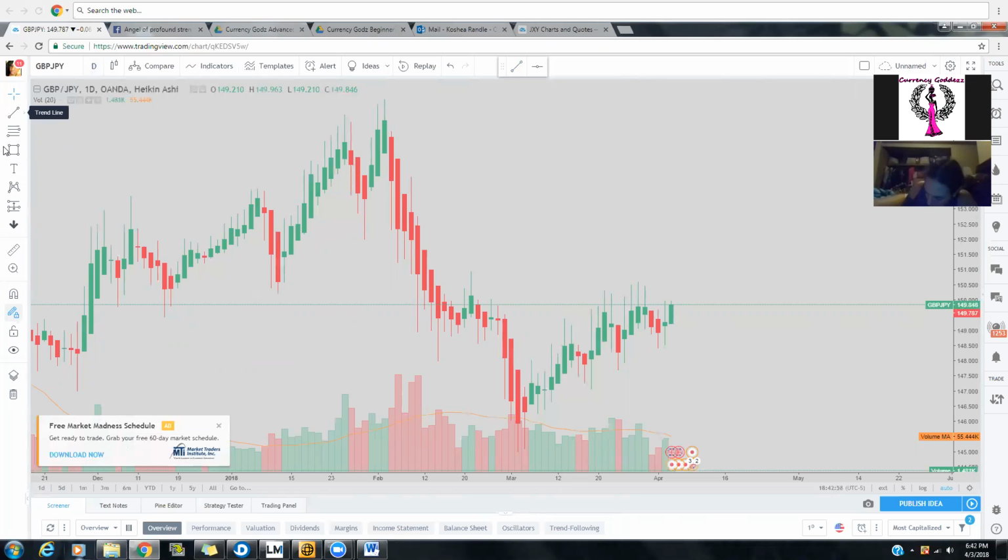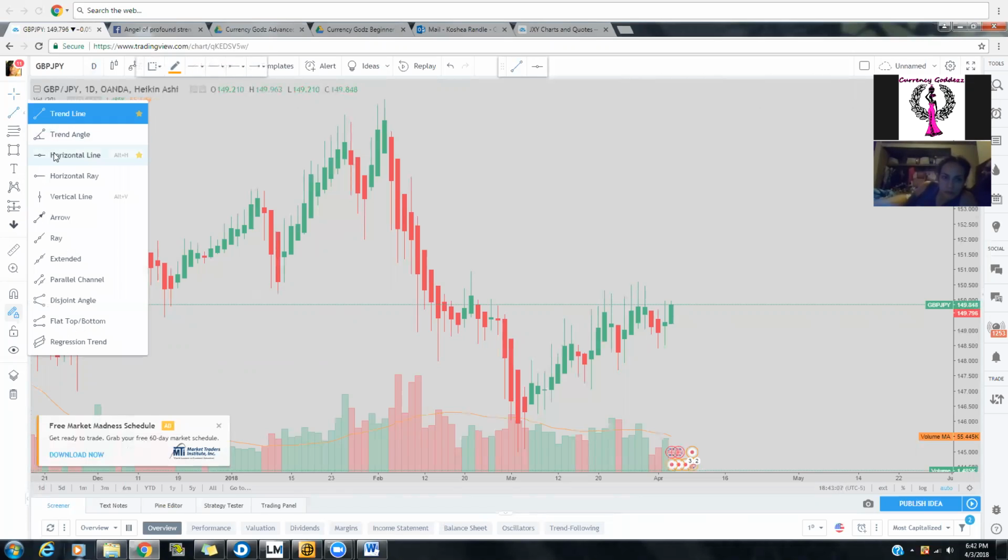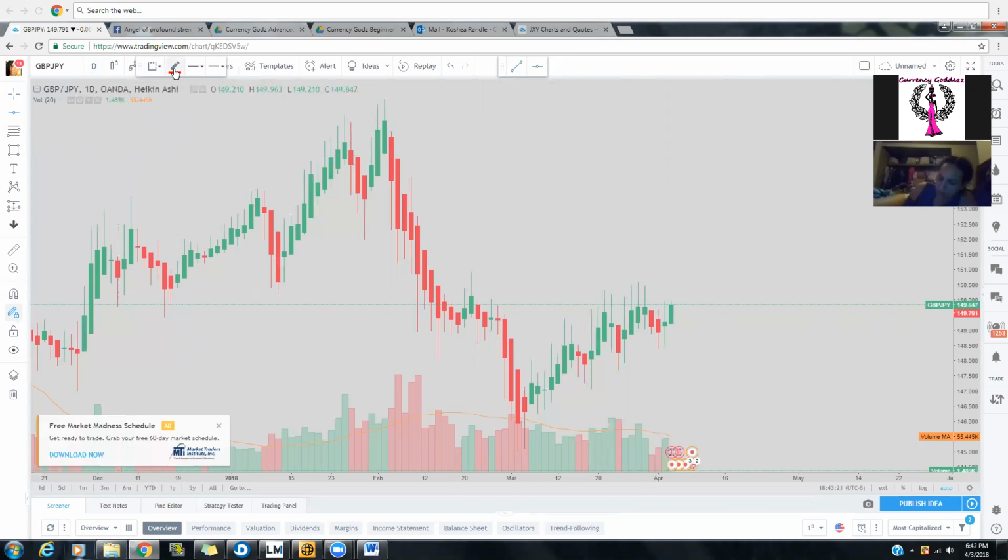Okay. So once we're on the daily chart, you want to get your horizontal line. Now, you can gold star it if you want. By gold starring it, that's just going to put it in your favorite box so that you have access to it faster. Now, the line for the daily chart is always burgundy. It's always burgundy.